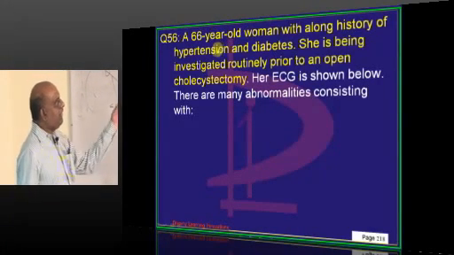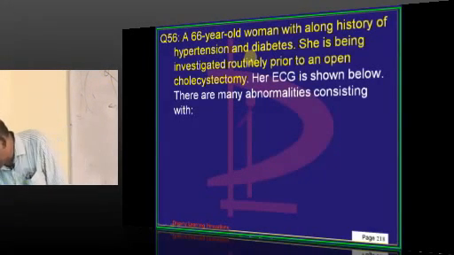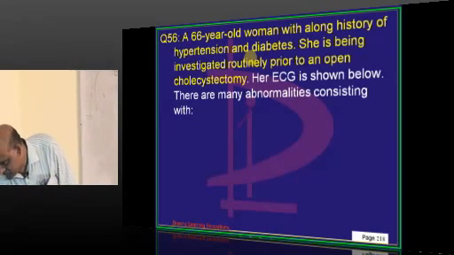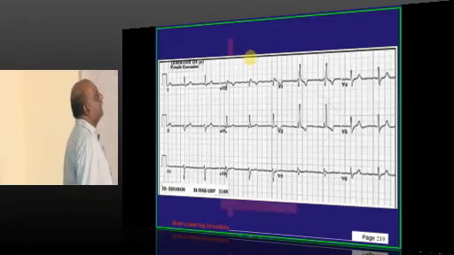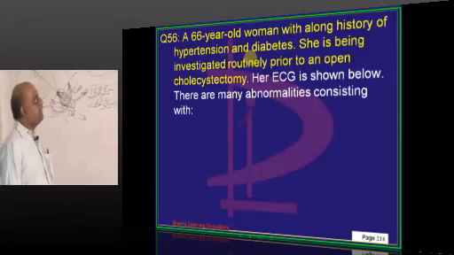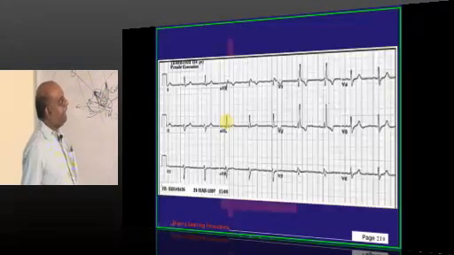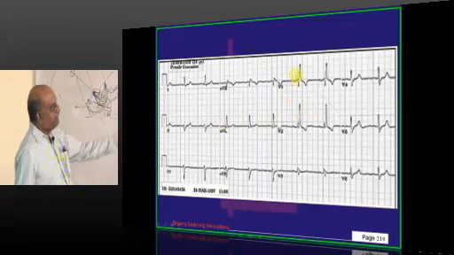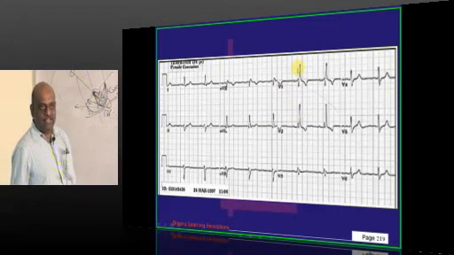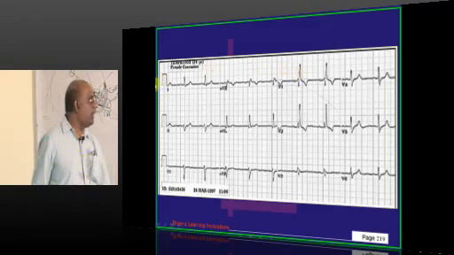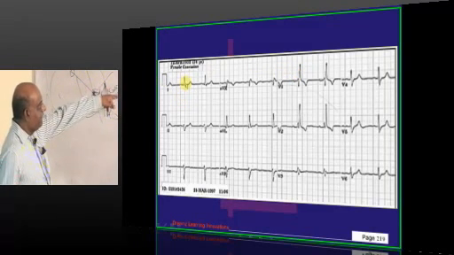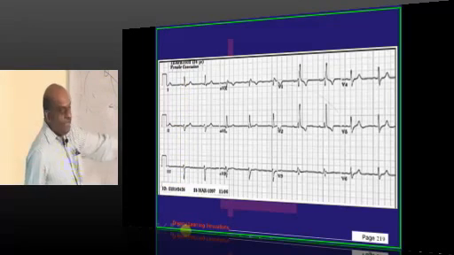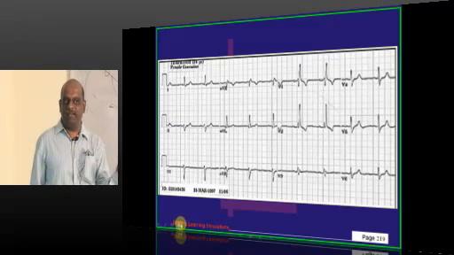Then a 66-year-old with a history of hypertension and diabetes. She is being investigated prior to a cholecystectomy. So what is your answer? RSR pattern in lead V1, hence it is right bundle branch block. But what is the axis here? Lead 1 going up, lead 2 going down. So that means left axis deviation is there.